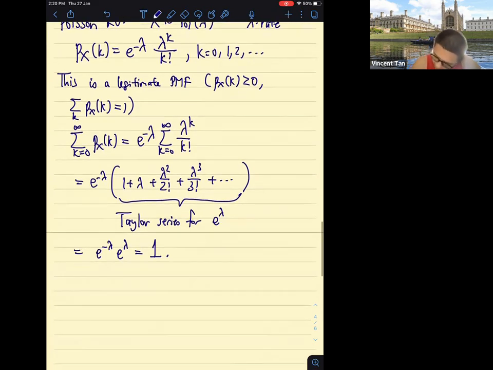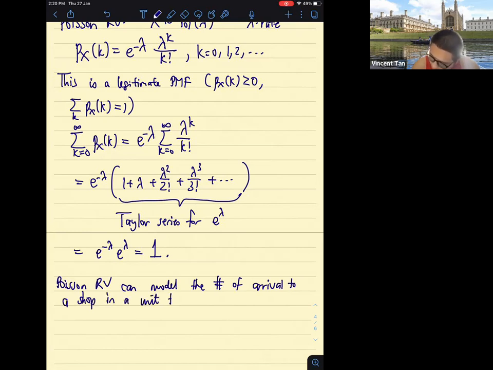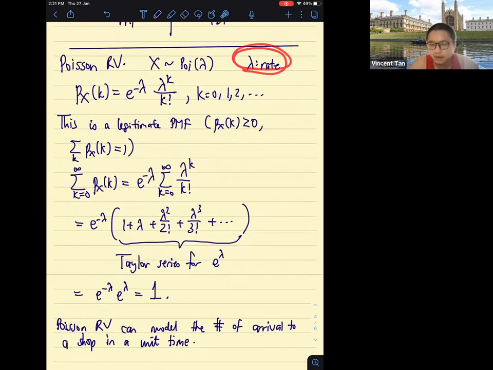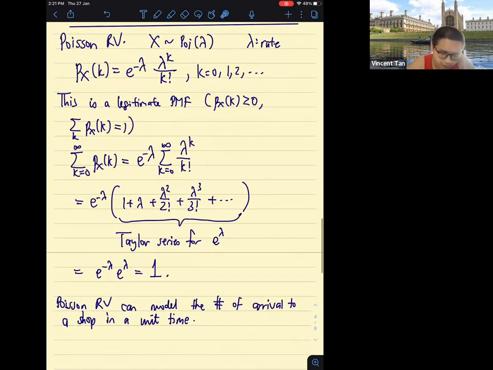And you might think that people pluck this PMF out of the sky and there's no story, but I just want to leave you with a small remark that this can model the number of arrivals to a particular shop in a unit time. So people often use the Poisson random variable to model the number of arrivals to a particular shop in a certain fixed time unit. And that's why this is called the rate: it is the number of customers that arrive in your shop per unit time. Okay? So, yeah, I teach a graduate level class on probability, and I talk about this sort of thing in great detail, but we don't need it here.